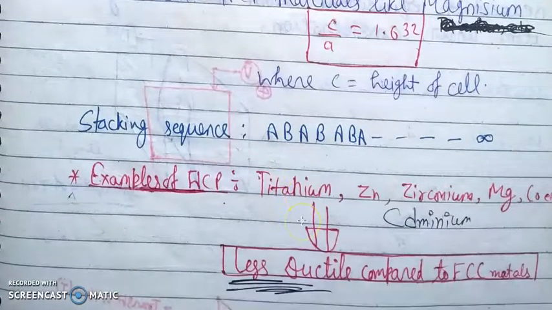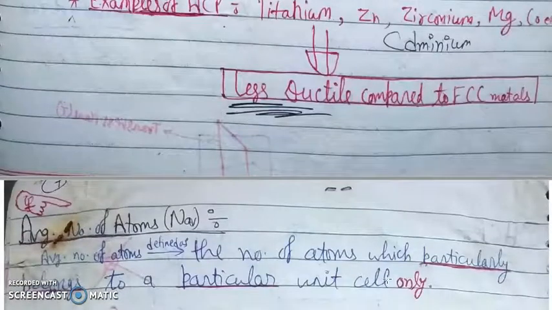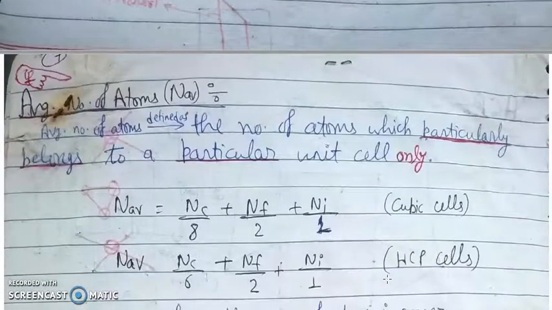Which kinds of materials constitute the HCP crystal structure? Titanium, zinc, zirconium, manganese, cobalt and cadmium. They are less ductile compared to FCC material because of their stacking sequence. Now you can calculate the average number of atoms.